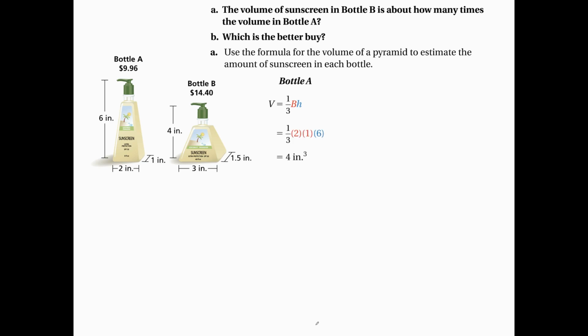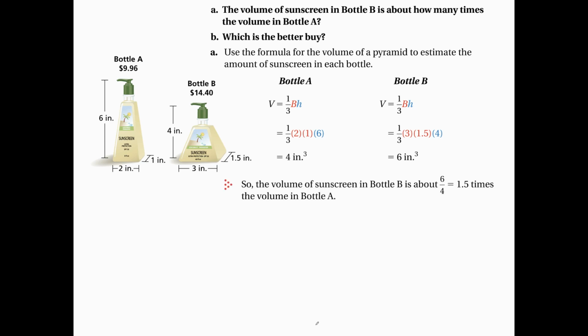And let's estimate the amount of sunscreen in each bottle. Okay. So I figure out for bottle A, there's about 4 cubic inches of sunscreen in that bottle. And then bottle B, there's about 6 cubic inches of sunscreen in that bottle. All right. So how many times larger is the volume of the sunscreen in bottle B versus the amount of sunscreen in bottle A?